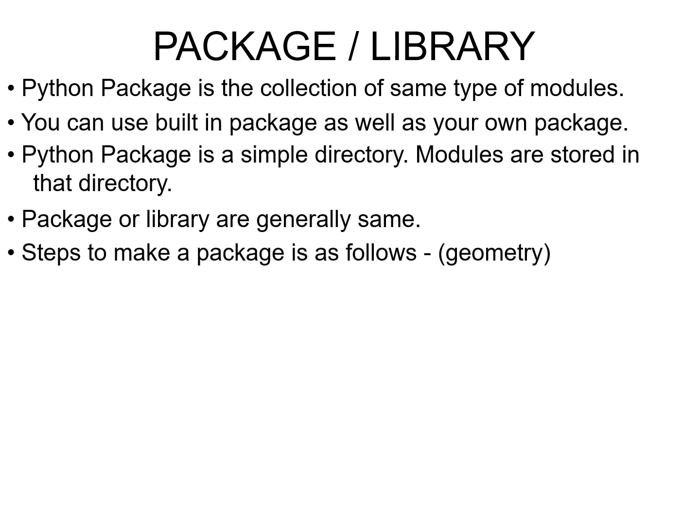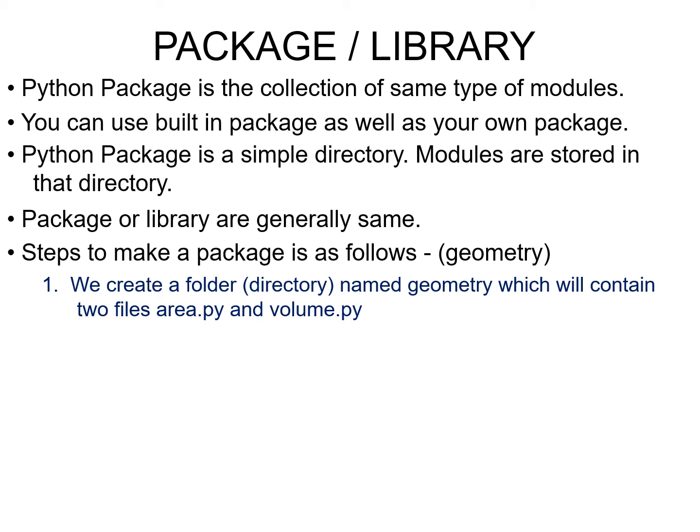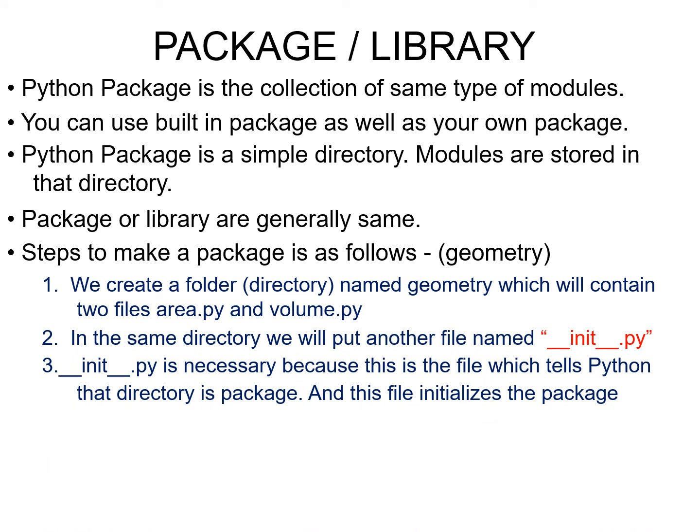Steps to make a package: we create a folder or directory named geometry, which will contain two files, area.py and volume.py. In the same directory, we will put another file named underscore init underscore .py. Underscore init underscore .py is necessary because this is the file which tells Python that the directory is a package, and this file initializes the package. Then we import the package and use it.